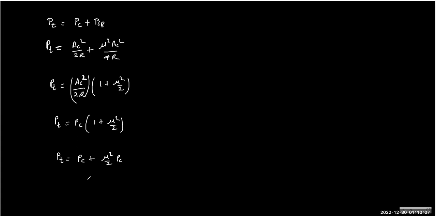Every answer you can express in terms of only one power, that is the power of carrier. So it is a very common thing to express the power of everything in terms of power of carrier. So the total power is carrier power into 1 plus modulation index square by 2. And PSB is also mu square by 2 PC.